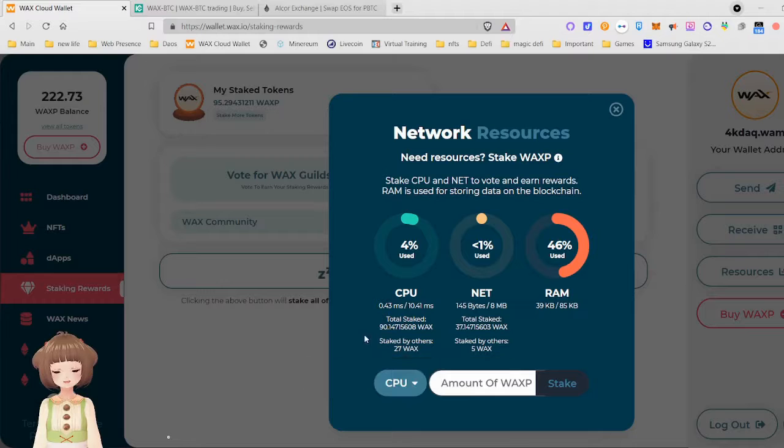So out of your 20 WAX tokens, I would suggest saving 5 to spend on NFTs. I would buy 3 RAM, I would do 3 net, and then the rest into CPU. And this should last you for quite a bit of time before you should have to do anything. And it's easy to do. You just select CPU, net, or RAM, enter the amount, and then hit the stake button.